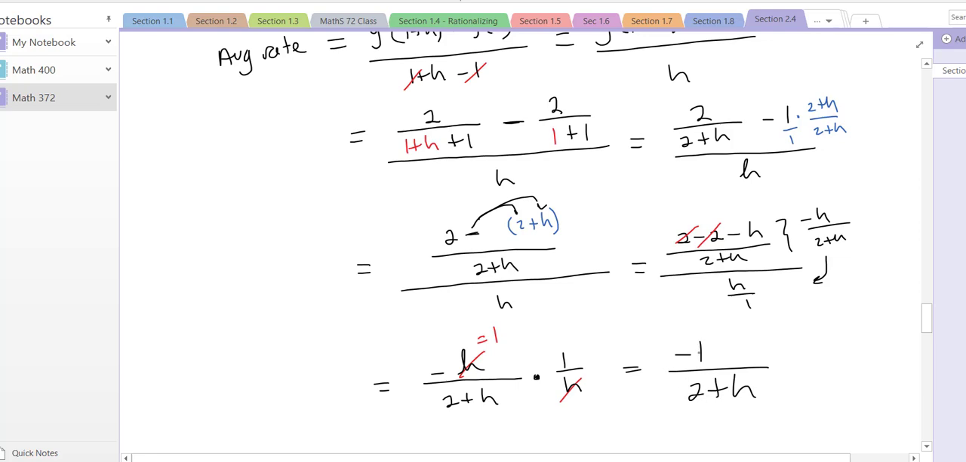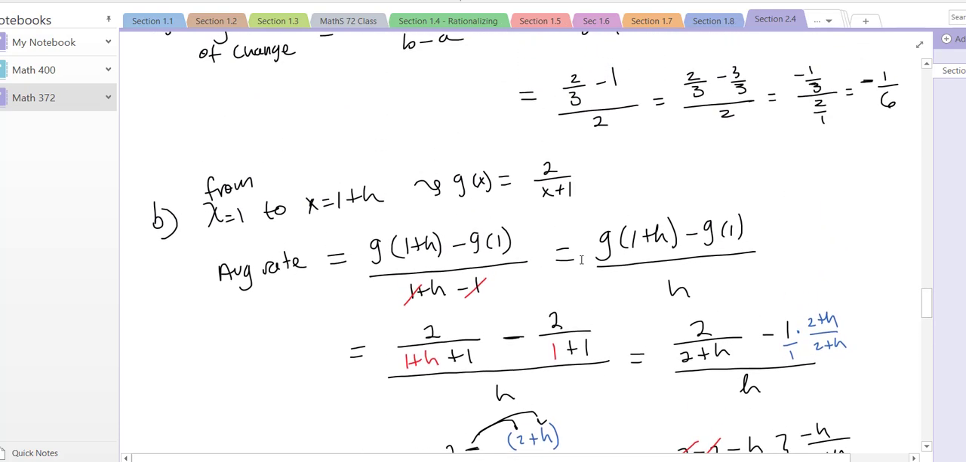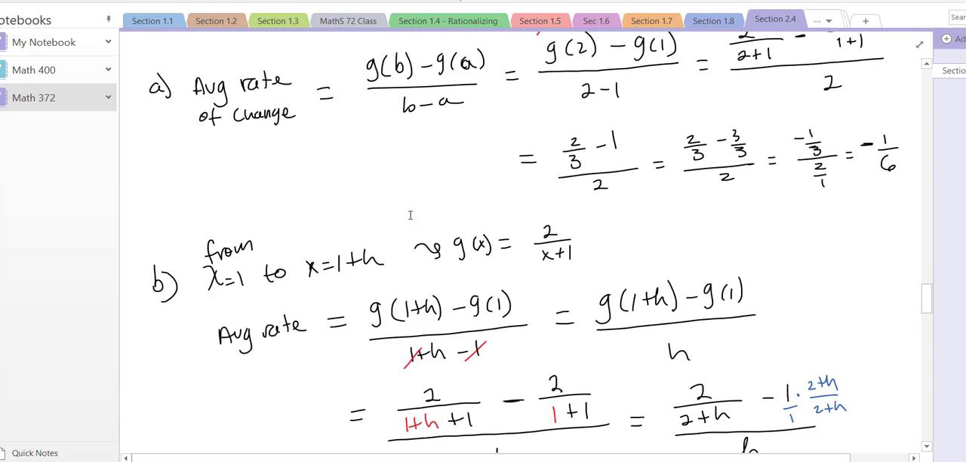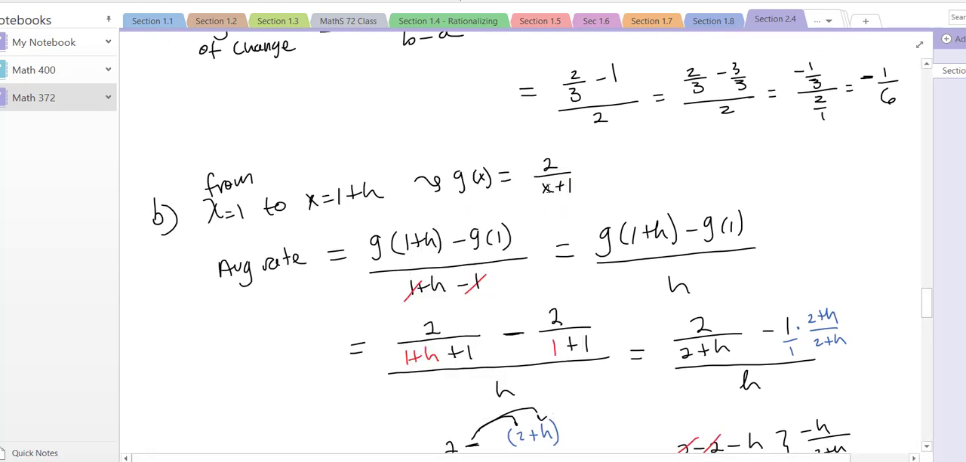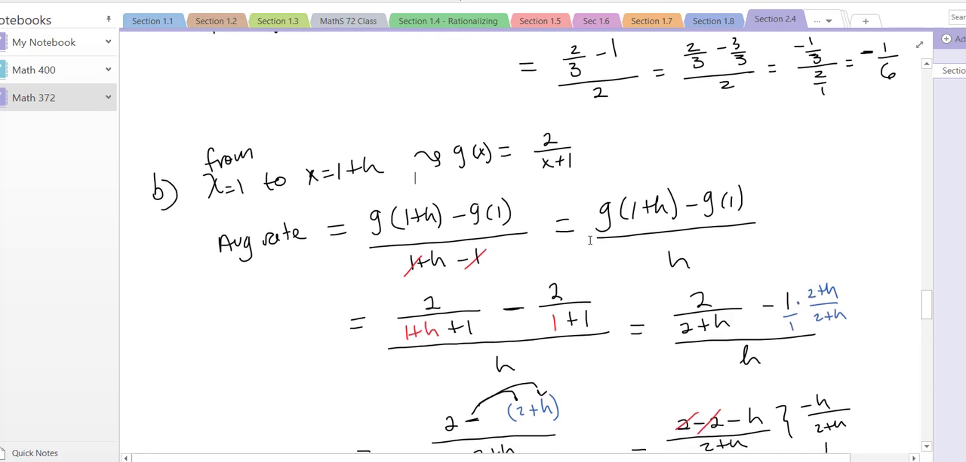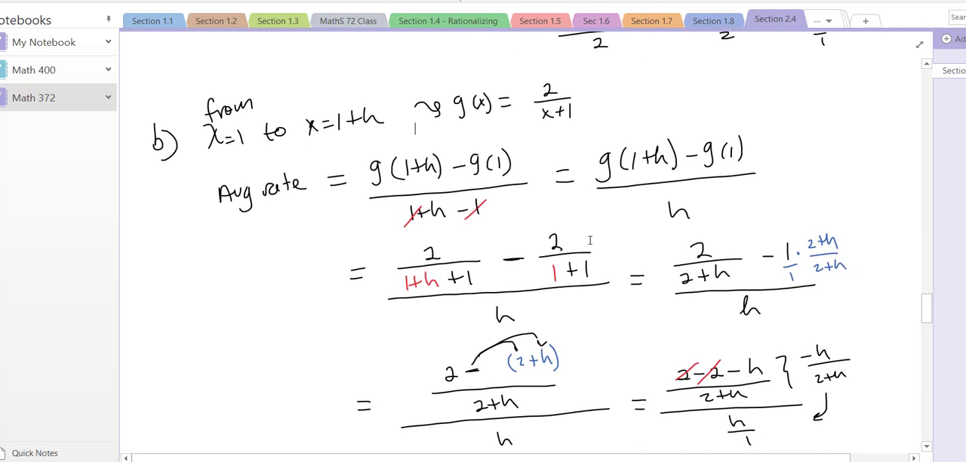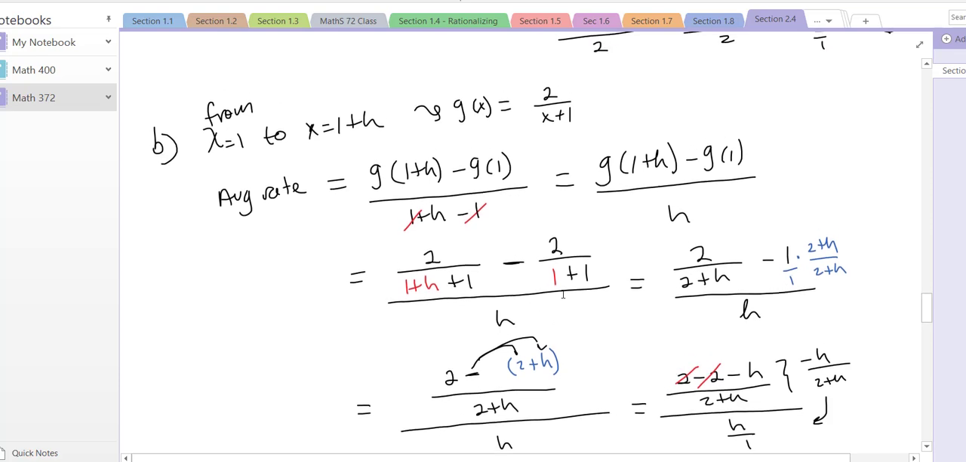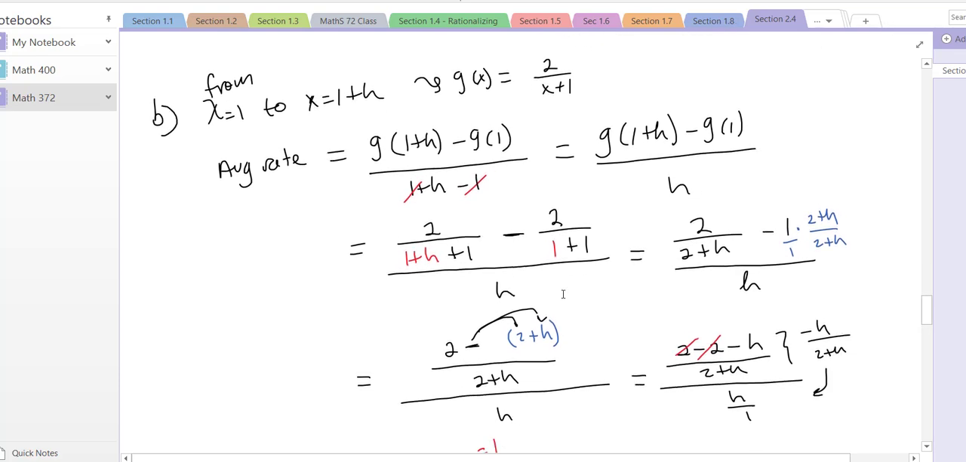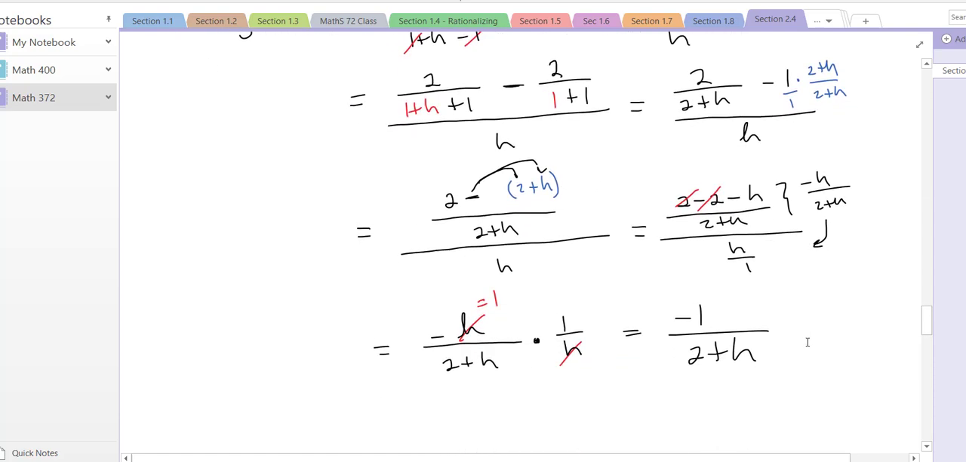So notice that we also get a negative slope. So that means that this function must be decreasing on that interval from 1 to 1 plus h. And so if you have a graphing calculator, you could try to graph what 2 over x plus 1 looks like and see what the function is doing around 1. But it appears that it will be decreasing. So that's our average rate of change.